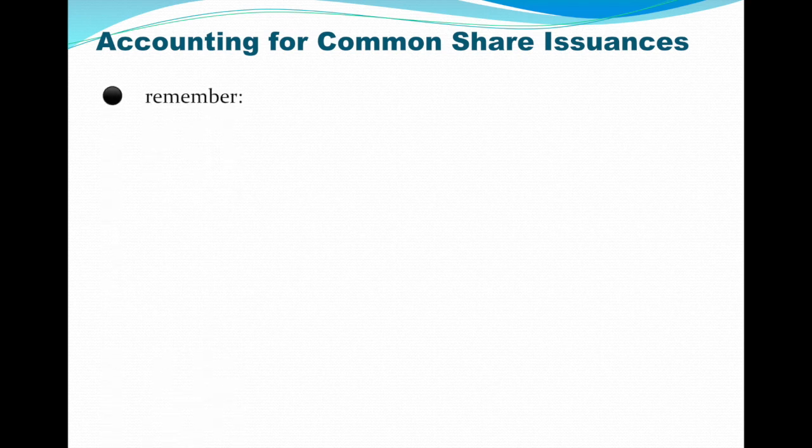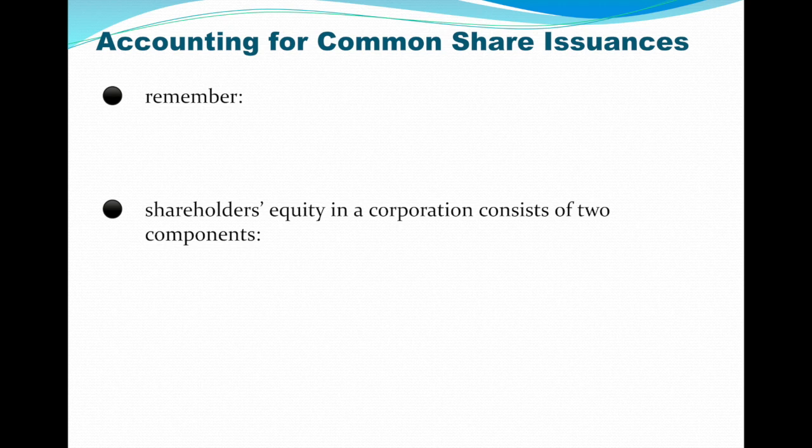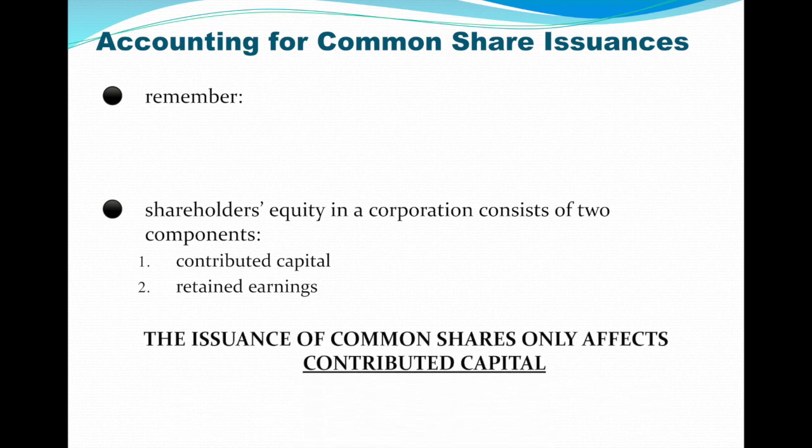So when accounting for common share issuances, we need to remember that shareholders' equity in a corporation consists of two components: contributed capital and retained earnings. Now, the issuance of common shares only affects contributed capital.